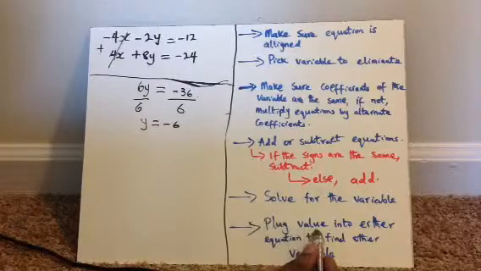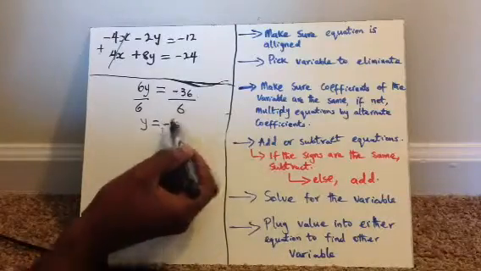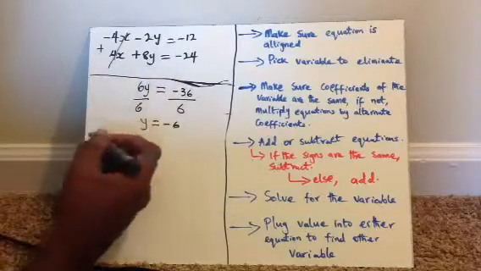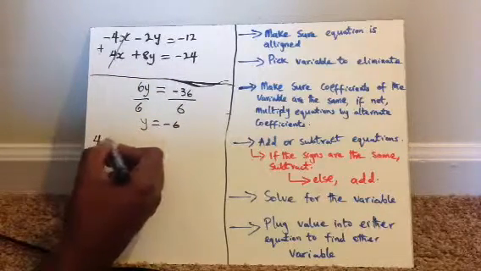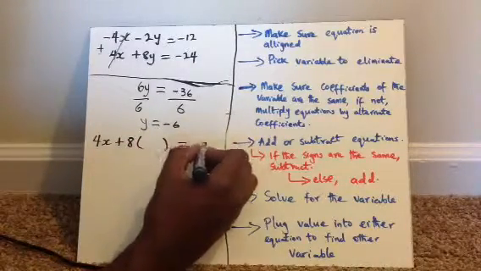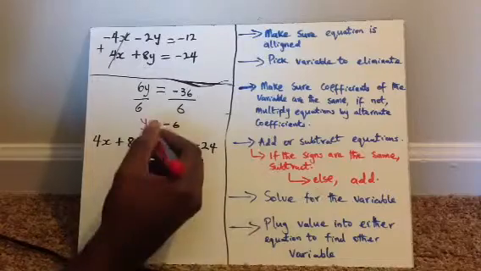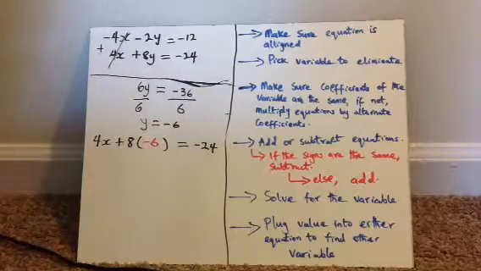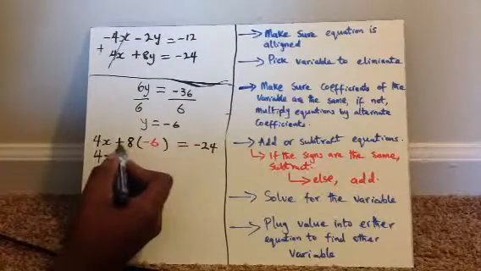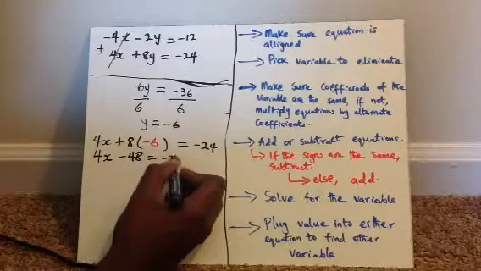So plug the value into either equation to find the other variable. So we plug in this value into either one of these equations to find x. So if we pick the second equation, we have 4x plus 8, and let's put our parentheses, and this is equal to minus 24. Now in the parentheses, we'll put in the value we have for y, which is minus 6. So now we have 4x. So 8 times minus 6 would be a minus 48. And that's equal to minus 24.